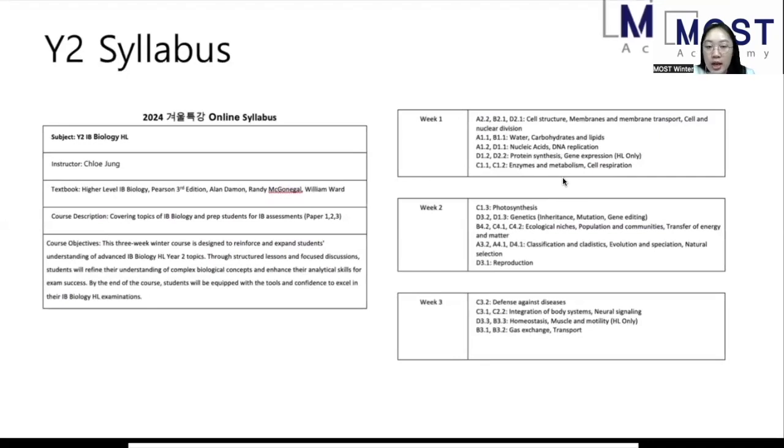And ecology and biodiversity will focus on natural selection, speciation, and classification of organisms. And this is additional biochemistry for HL students. We'll be diving into respiration, photosynthesis, and other metabolic pathways.